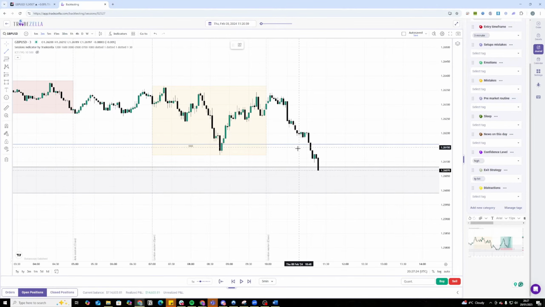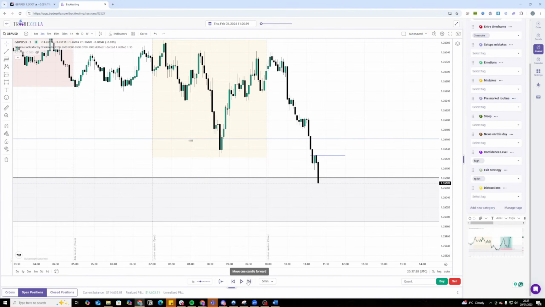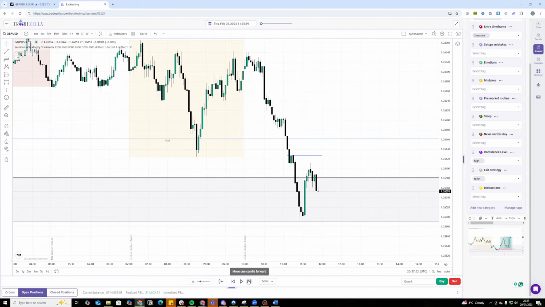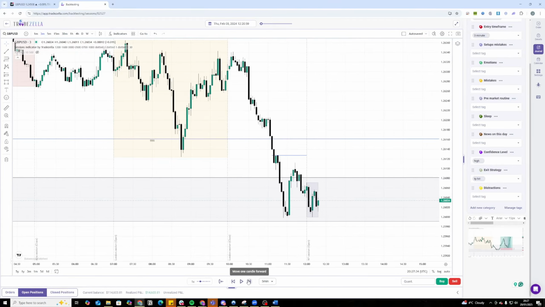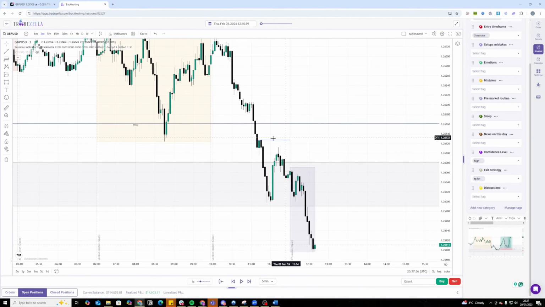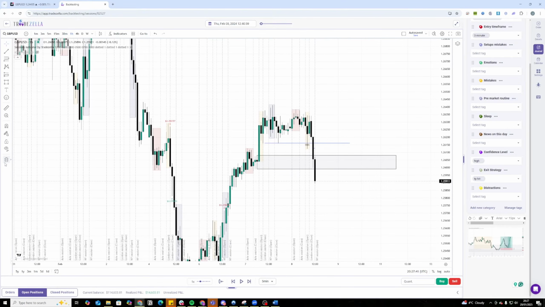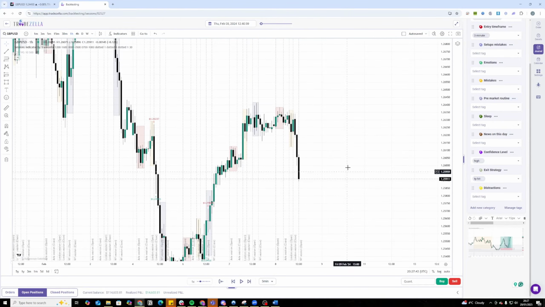Price would have to close above here for me to be interested. Okay, so we're reacting. Absolutely nothing, no trade. So is there anything I missed here? It's important to always look back.